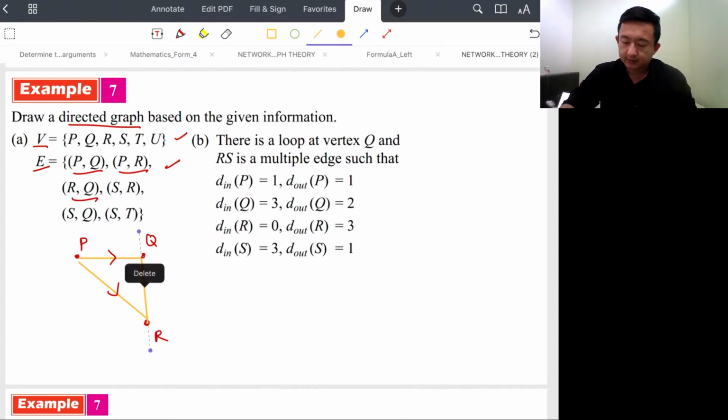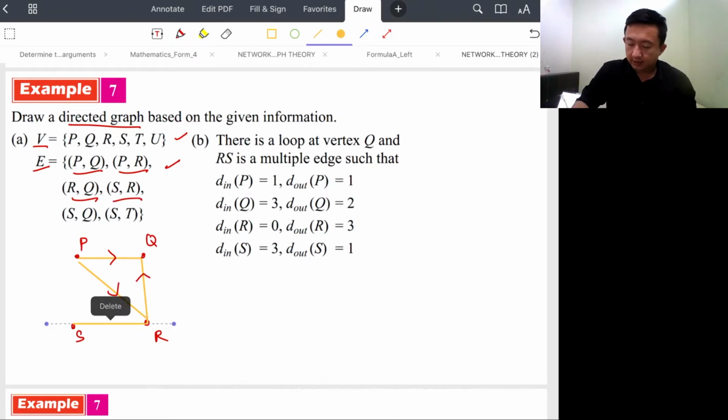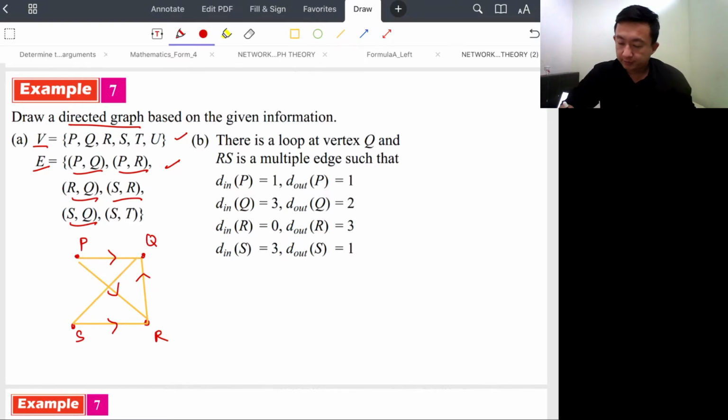Looking at this RQ and then SR, PQRS. So SR, and SQ. You can draw like this, even though it intersects, no problem. No problem with intersections. PQRS and then ST. Where's your T? Maybe here. ST. Okay, are we done?